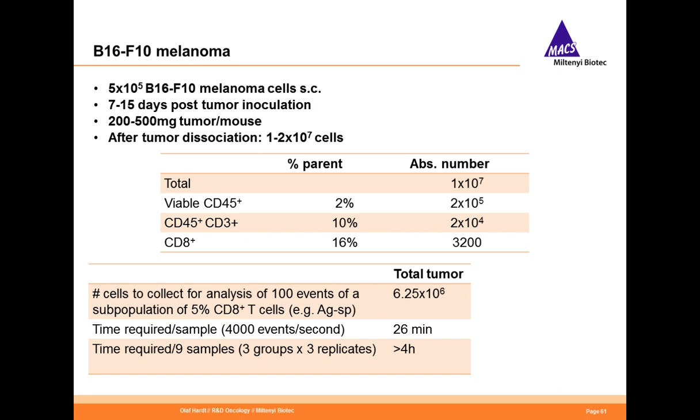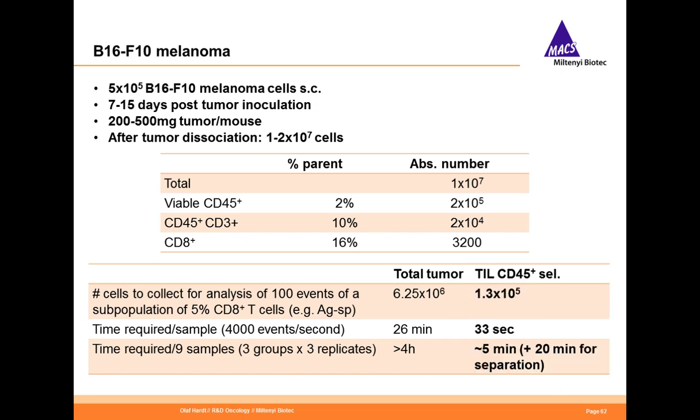If you run this flow cytometer at 4,000 events per second, it will take you 26 minutes. And if you have 9 samples, which is really not a lot, so 3 groups and 3 replicates, it will take you 4 hours in front of the flow cytometer. And a lot of reagents, because you have to stain really high numbers of cells.